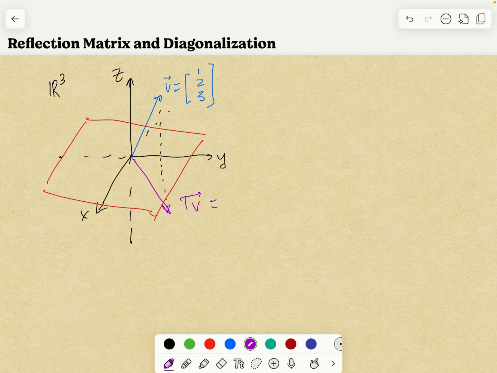Now what do you think this vector TV is going to be? So this plane is the xy plane, z equals 0. Well, what's going to happen is the x and y coordinates will still be the same, because this 1, 2, 3 vector, right, this point is directly above 1, 2, 0 on the xy plane. And then when you reflect it, it's going to go in the opposite direction by the same length except down. So it's going to be 1, 2, negative 3.